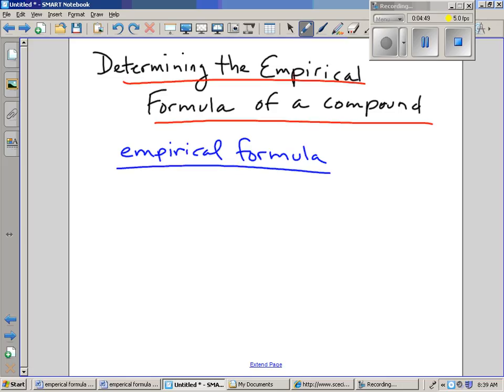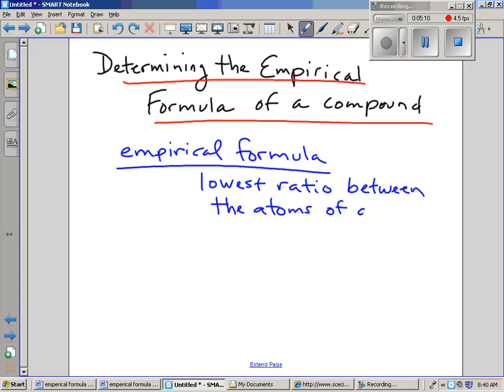Empirical formula is the lowest ratio, meaning you can't reduce anymore, the lowest ratio between the atoms of a compound or molecule. And I'll give you an example, and I think that can help a lot. Compound slash molecule. It's the lowest ratio.